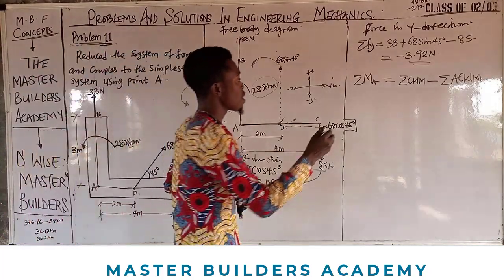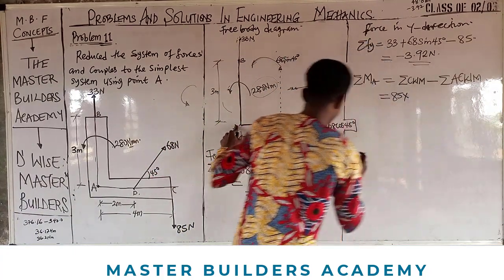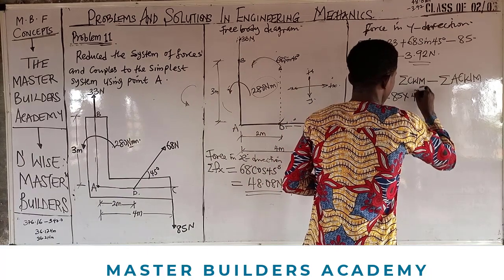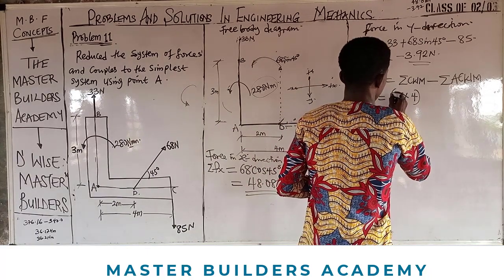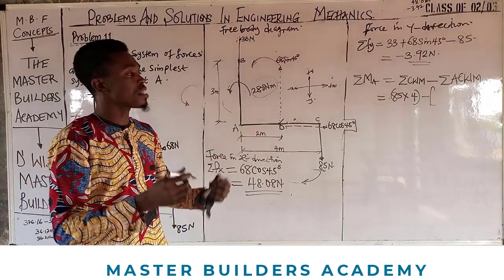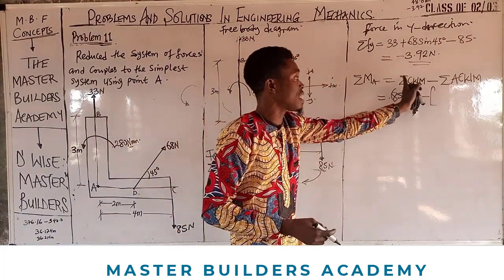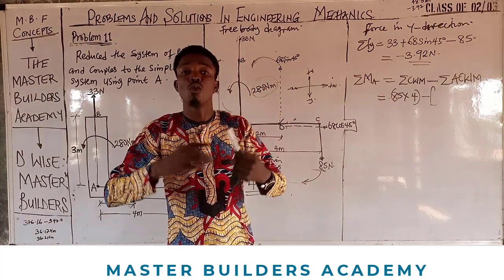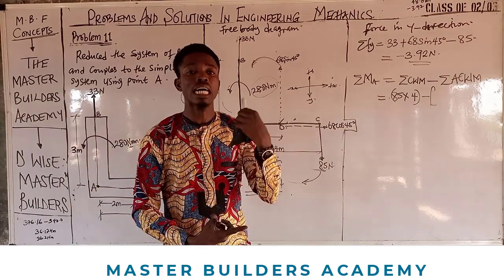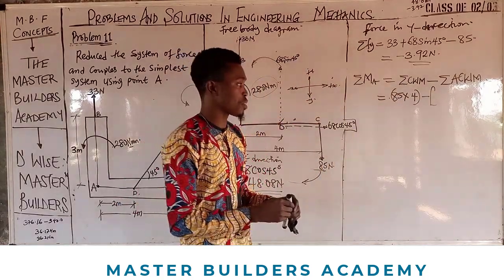So it shows that our clockwise moment will be what? 85 times the distance of 85 from A, which is 4 times 4, minus. Remember, for the anti-clockwise, you can equally have the clockwise first. The only difference is that when you solve it this way, you have a positive value, but when you take anti-clockwise first, followed by clockwise as negative, you have it as negative. That will be the difference. The magnitude will be the same. It's only the direction that will differ. So you can take anti-clockwise first before you take clockwise. So that's for that.